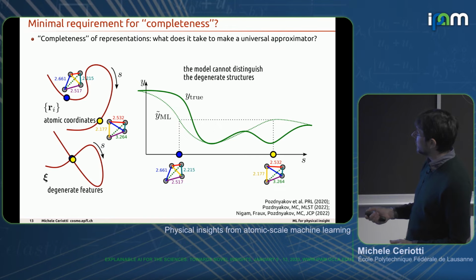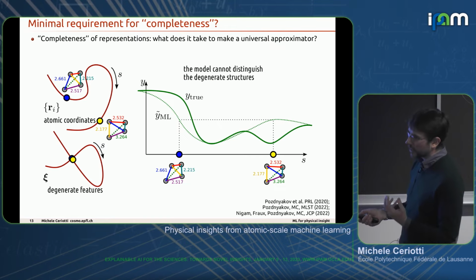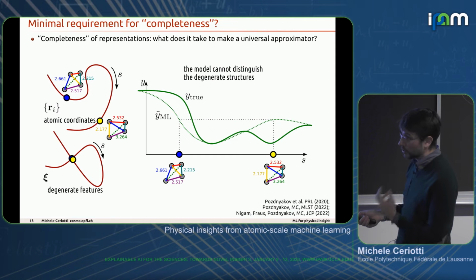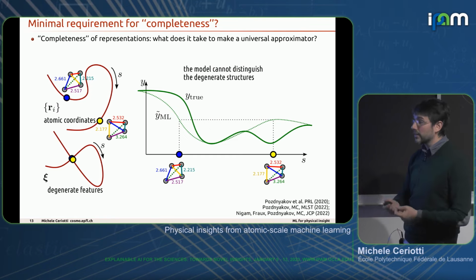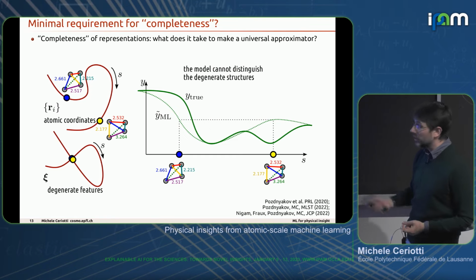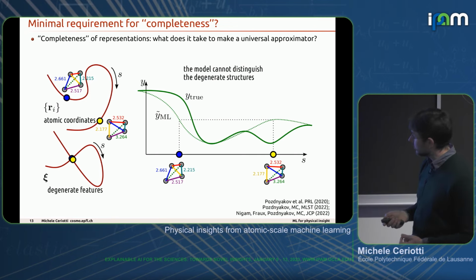And this is one of these cases. If these two structures have the same features because of a geometric degeneracy, because of the smoothness of the interpolation, also structures in the vicinity of those, even if they are not strictly degenerate, will be very hard to tell apart, and it will be very hard for the model to predict the correct value of the energy of those structures.